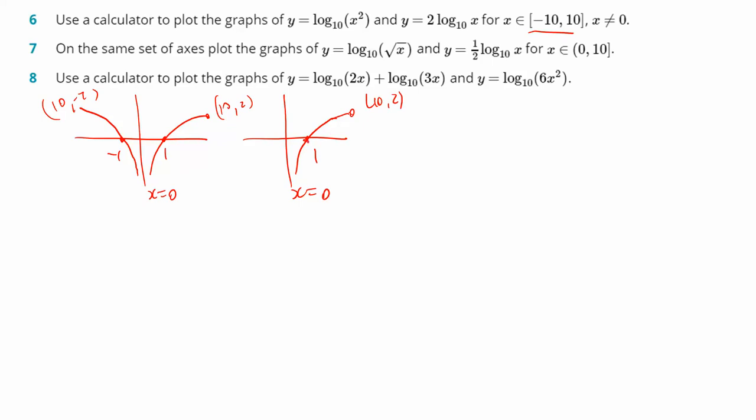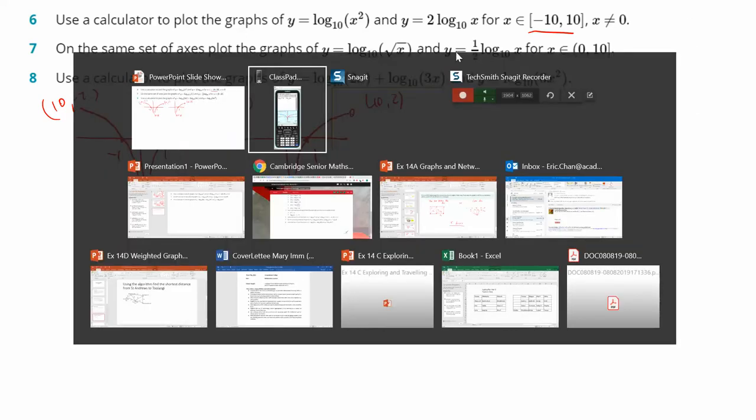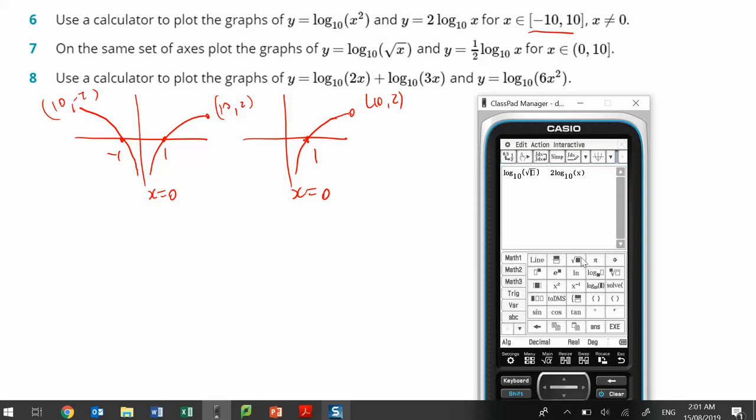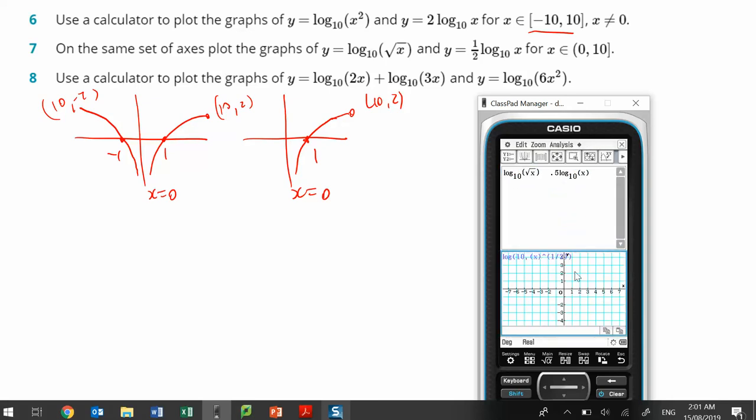Now, for 7, you can do exactly the same thing. Just graph them both on the same axis. To clear the graph, just go clear all. Now log base 10 of root x, so we have to change this to root x, and the next one's 0.5 log base 10 of x. Let's graph them together. It looks like that, and that looks like that. So it's basically equivalent.